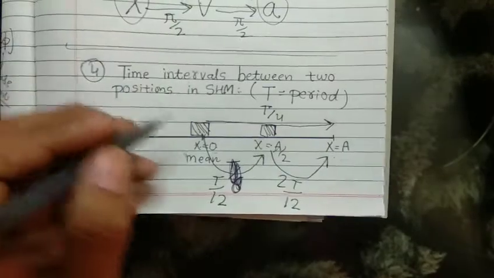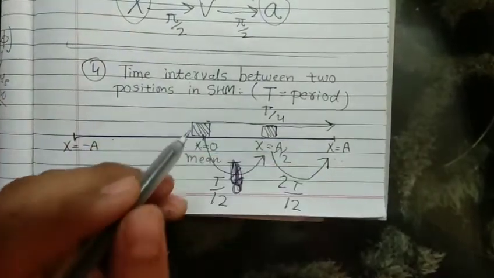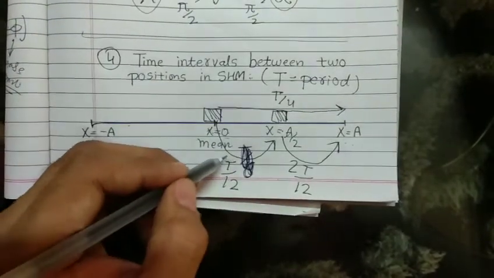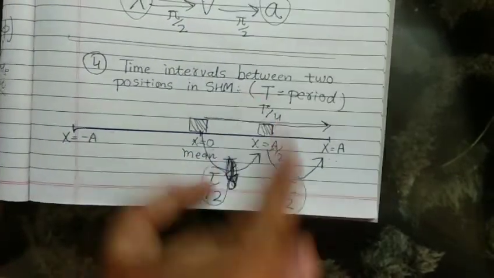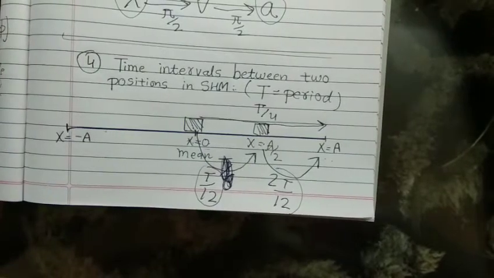Now keep it in mind. If you add this T by 12 and also 2T by 12, you can get T by 4 very easily. Okay.